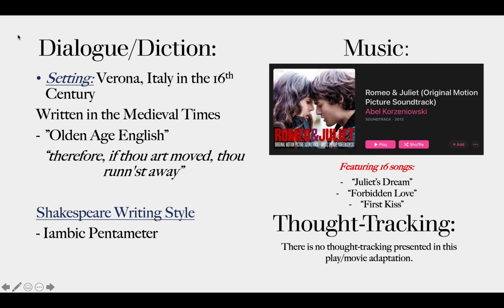Music. The play itself doesn't have any music, but the film adaptation does. As shown in the picture above, that's the soundtrack for Romeo and Juliet. This soundtrack features 16 songs, and I've listed 3 of them, which are Juliet's Dream, Forbidden Love, and First Kiss. Thought tracking. There isn't any thought tracking in this play, nor is there any in the film adaptation.